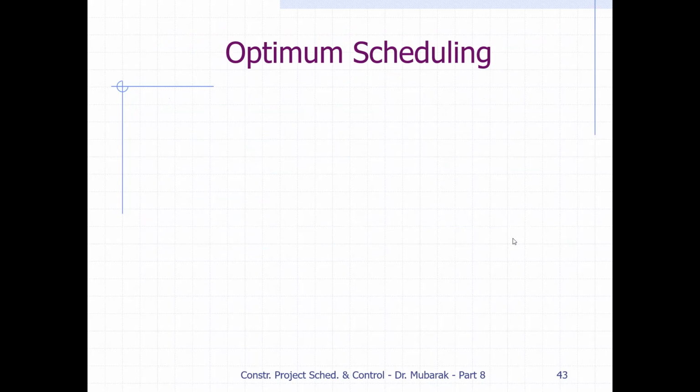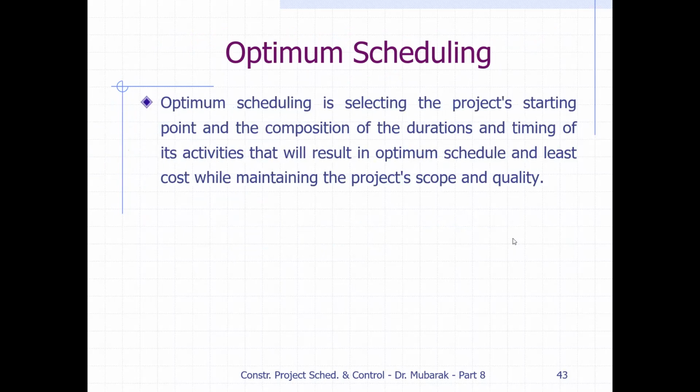So optimum scheduling, where we have the least cost and optimum duration, like the most suitable duration with minimum cost. Okay. Optimum scheduling is selecting the project starting point and composition of the durations and timing of its activities that will result in the optimum schedule and least cost. Okay, like in your previous example, 22 days is the optimum duration where we got the minimum cost, the least cost, while maintaining the project scope and quality. Okay, so remember that acceleration doesn't mean we should reduce the scope.